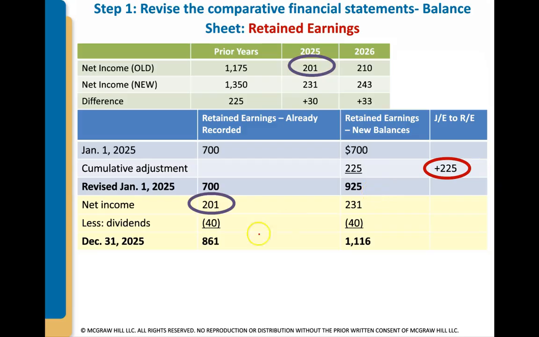Let's go to the next year. So retained earnings is our beginning retained earnings plus net income minus dividends equals our ending retained earnings.